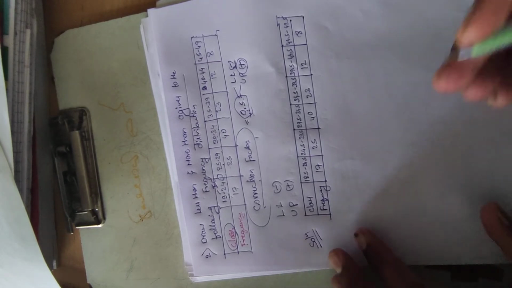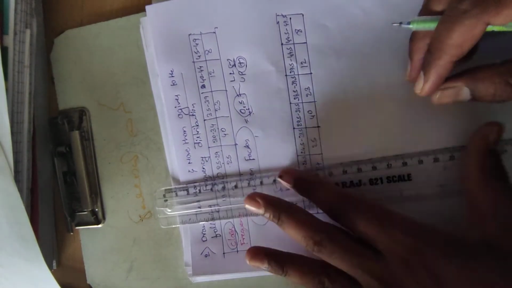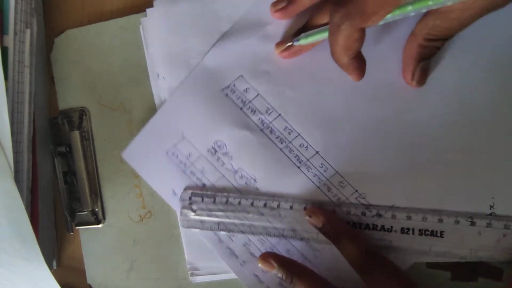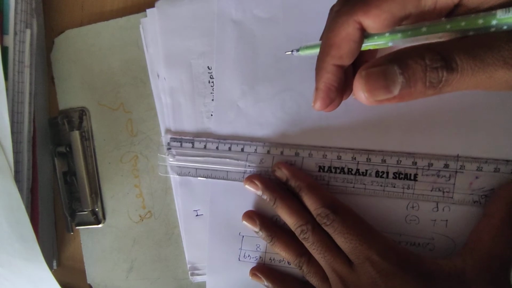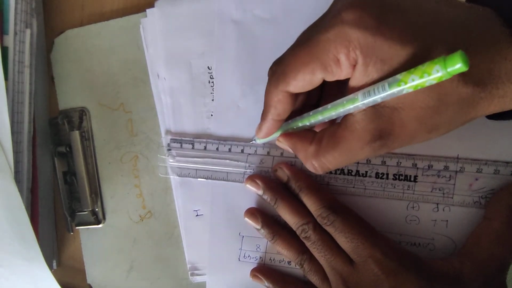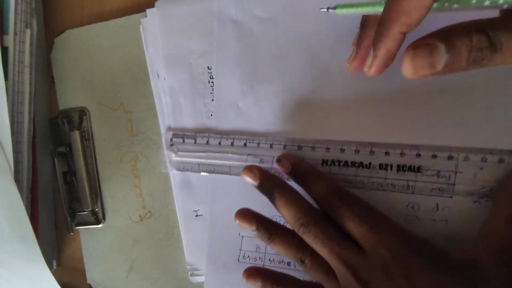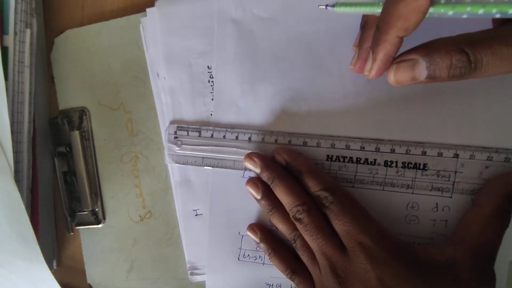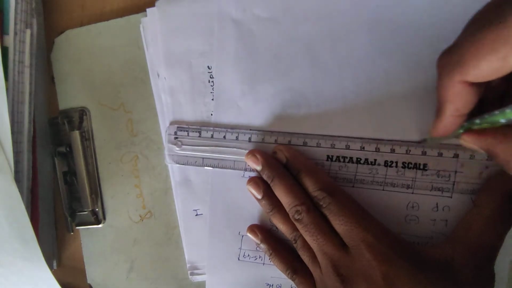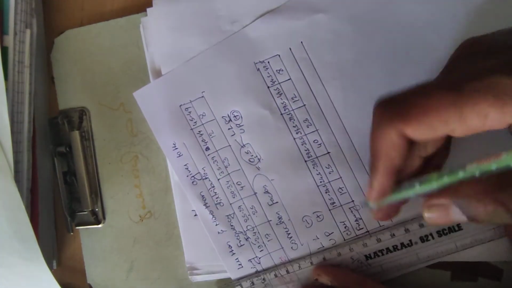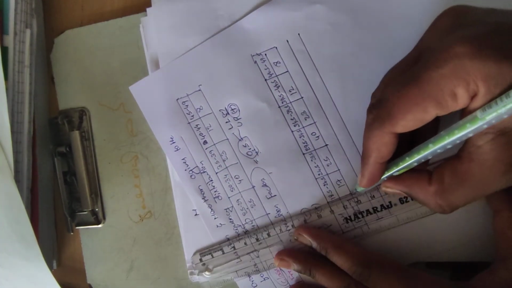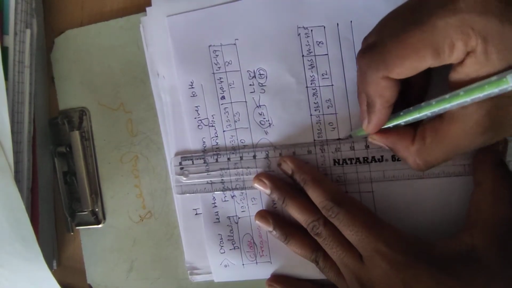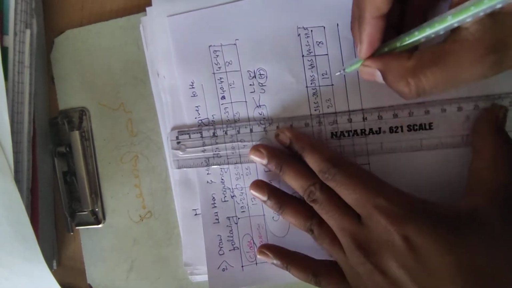Okay students, first, if you want to draw a less than ogive, we should identify the LCF. If you want to draw a more than ogive, next we have to identify the MCF. LCF and MCF are most important for drawing less than and more than ogives.